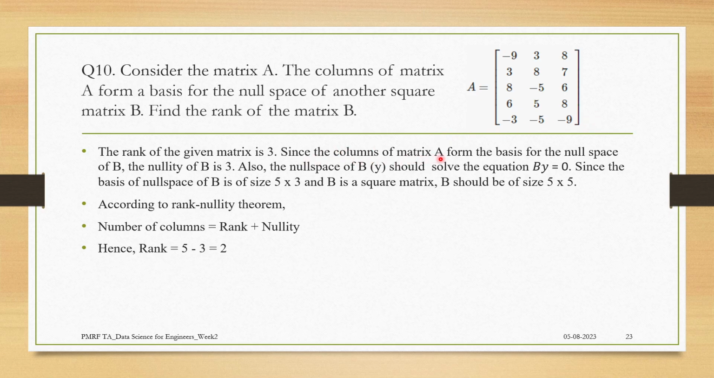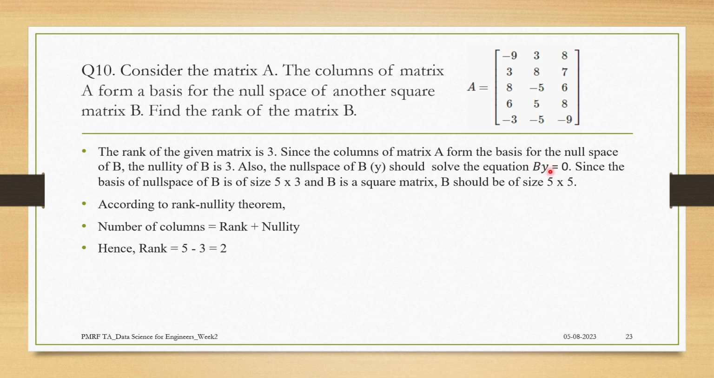Since the columns of matrix A form the basis for the null space of B, according to the theory you can tell that the nullity of B is 3. Because it's given the columns of matrix A form the basis for null space of another square matrix B, and B here is a square matrix. A is not a square matrix. So you can say the nullity of B is 3. The null space of B should solve the equation B y equal to 0.